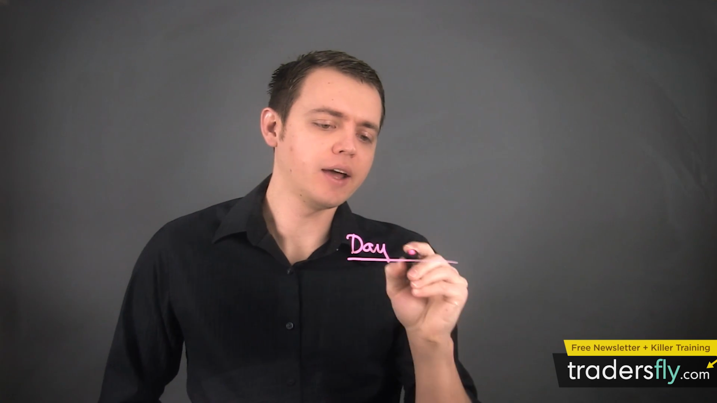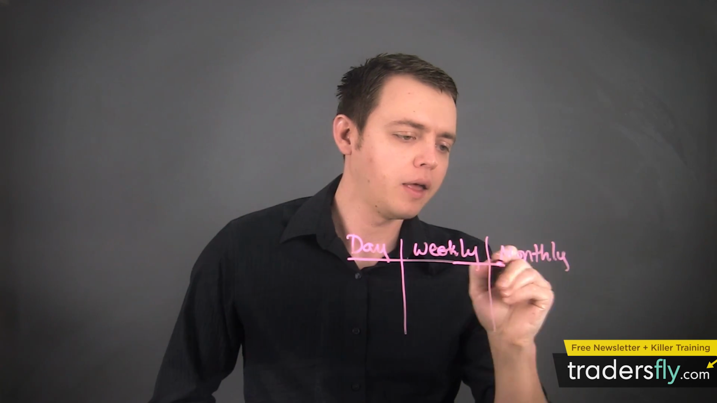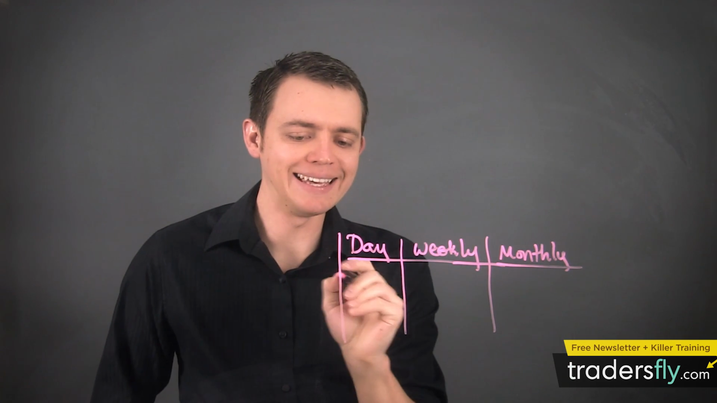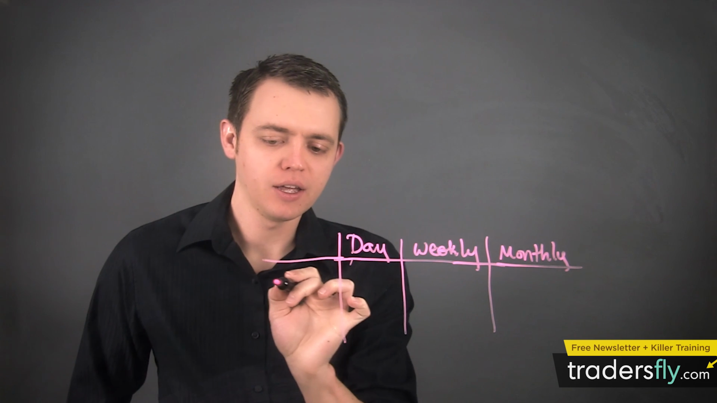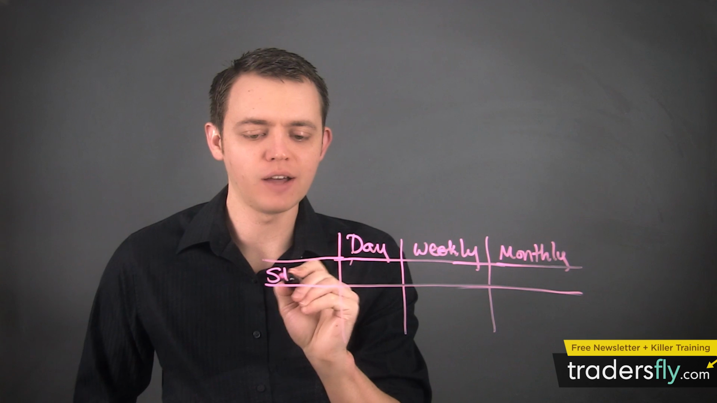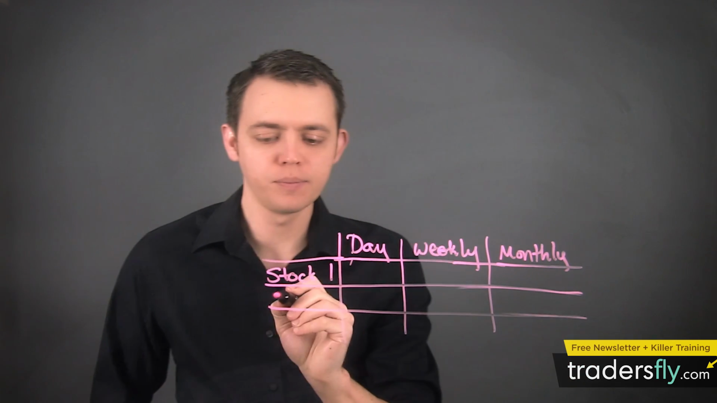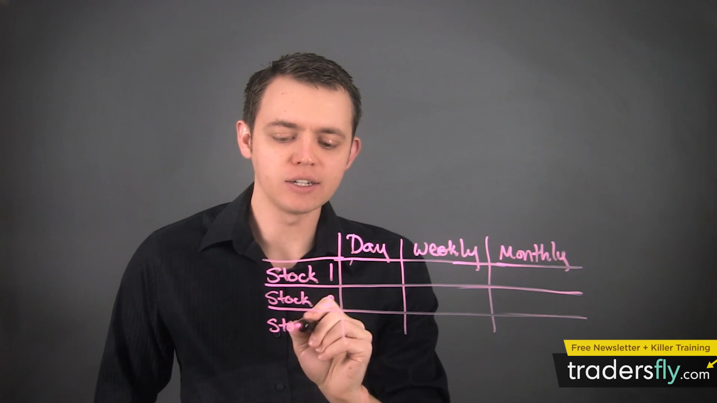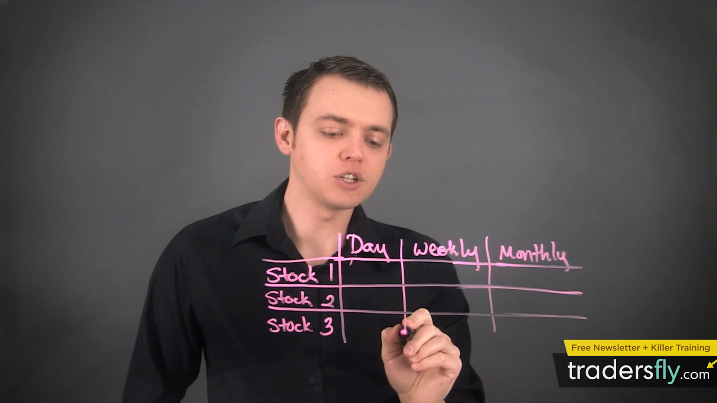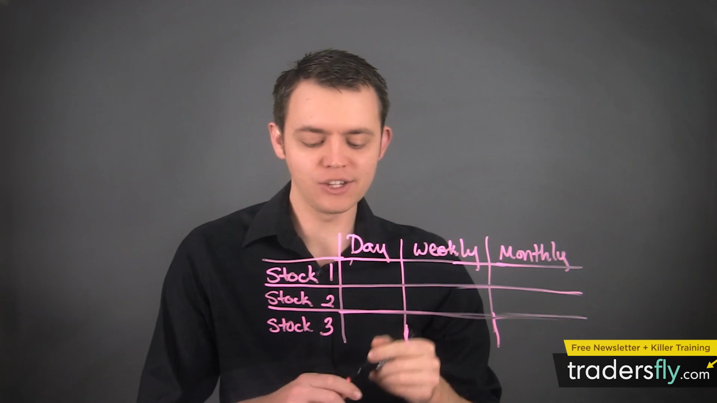So let's break these things down a little bit further. So here, what I'll do is I'll look at the daily. Then I will also look at the weekly. We'll also take a look at the monthly. And here's kind of our trading time frames that we have. Now, the next thing that you'll probably have is your different stocks. So here you have stock 1, then you have stock number 2, and let's just say stock number 3. Okay, so here we have our 3 different stocks that we're looking to trade or potentially trade.